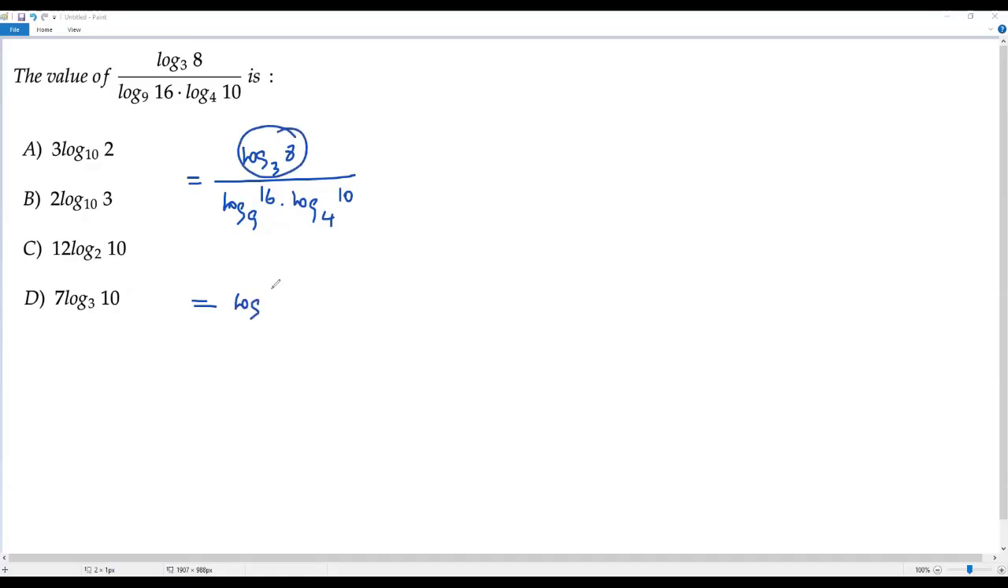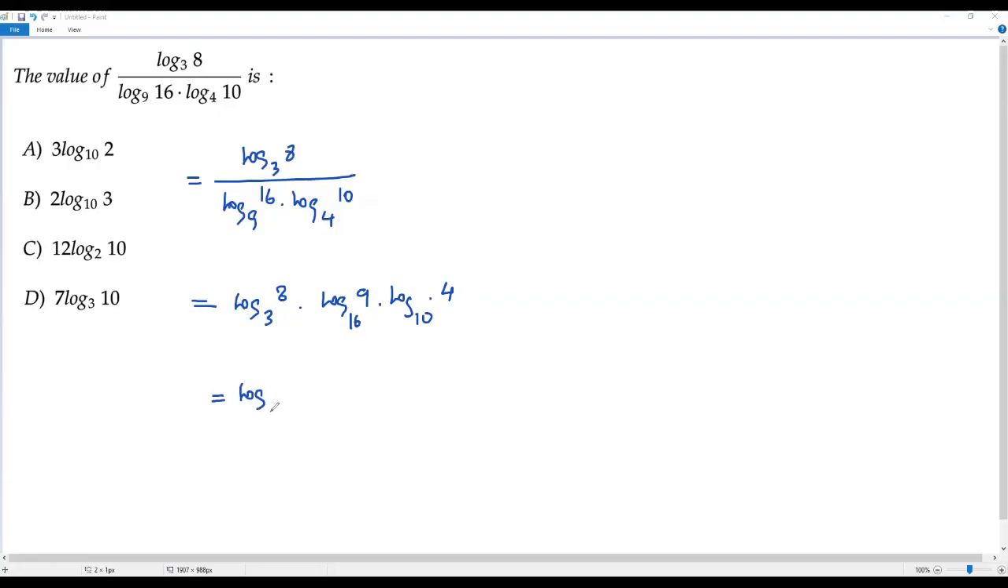Now let me write this logarithm as it is, that is log 8 to the base 3 times. When I move this one to the numerator, this 9 will become the argument, and this 16 will become the base. Then I'm getting log base 16 of 9. And when I move this one to the numerator, the argument 10 will become the base, log base 10 of, and this base 4 will become the argument. Now we have a product of 3 logarithms, so I have to simplify this.